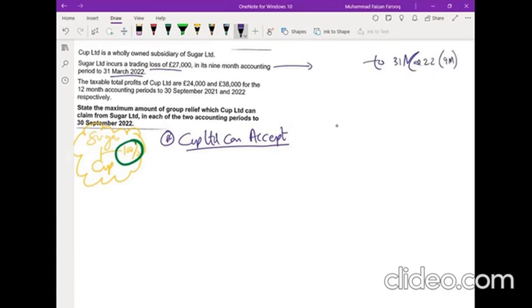When did it start, can you tell me? Is it correct that it starts from July and ends 9 months later in March? Okay. Now, Cup Limited has a year end, right? The first year end is 30th September 21. Am I right?